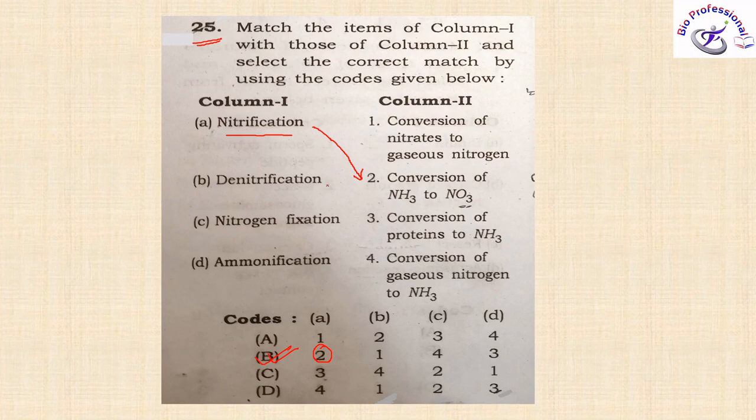Again, denitrification is the conversion of nitrate to gaseous nitrogen. Nitrogen fixation is the conversion of this gaseous nitrogen to ammonium ion. Ammonification is conversion of proteins to ammonia, or you can also say from organic compound to ammonium ion, from any organic compound to ammonium ion. Protein is also an organic compound. So option B is correct here.